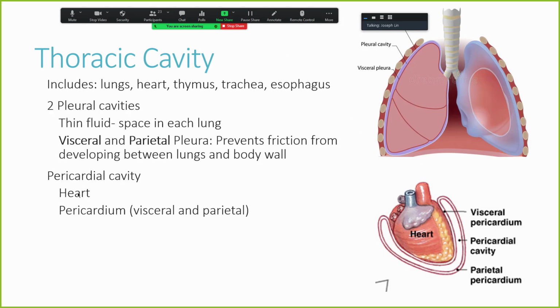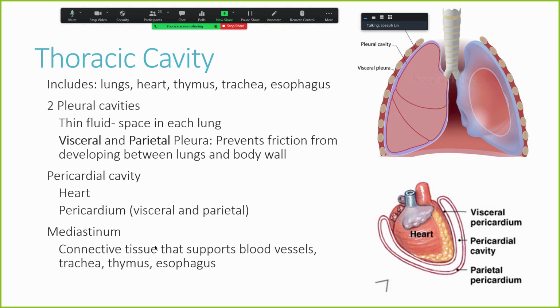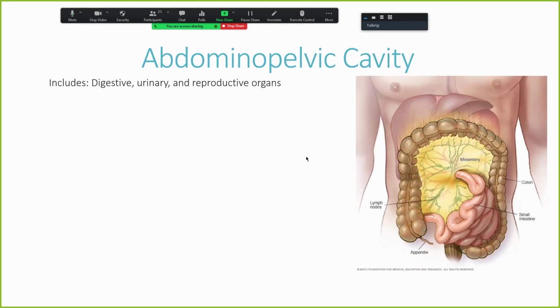Okay, so heart, pericardium, and then in the lungs we have the pleura, and we also have in the central region of the thoracic cavity the mediastinum, where it supports your trachea, your thymus, and your esophagus.